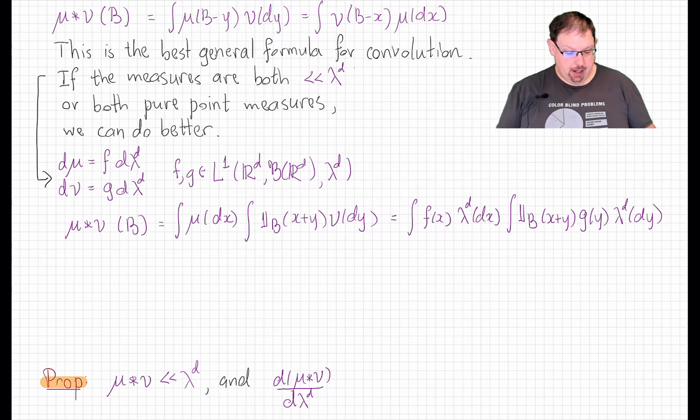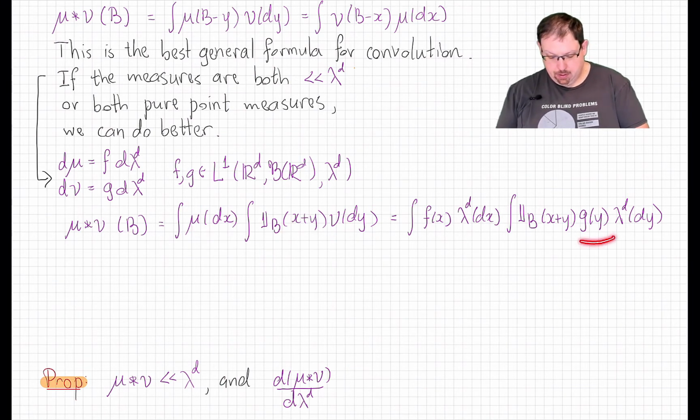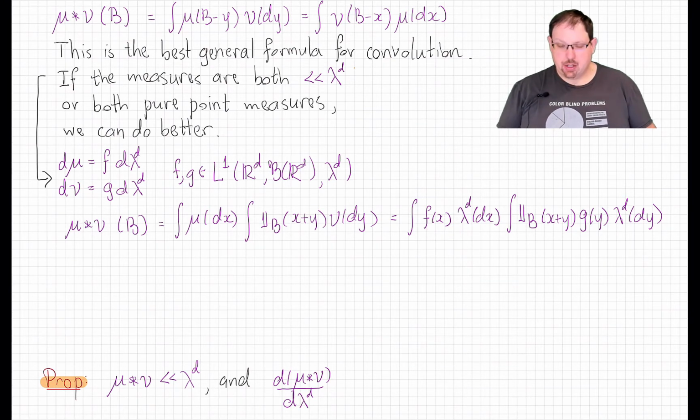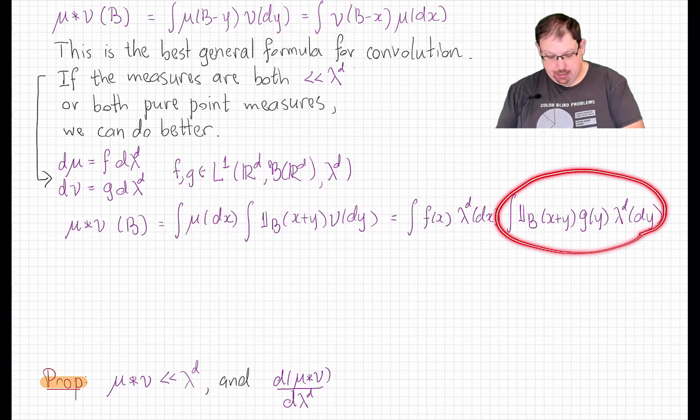So let's look here at the case where they have densities. Let's call the two densities f and g, which are then non-negative L1 functions. Then the convolution of mu and nu at a Borel set is, using the first formula, this iterated integral of the indicator of B at x plus y. And now let's write down what mu and nu are, their integration against the densities f and g. Now here's what we're going to do. We're going to do a change of variables in the inside integral here.